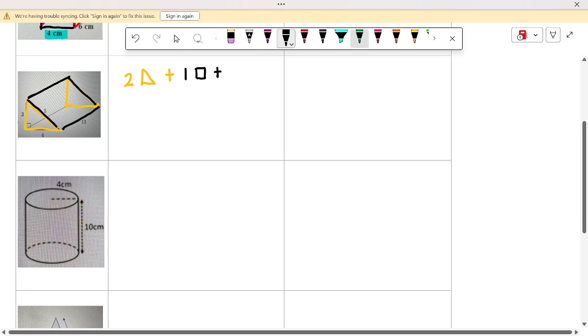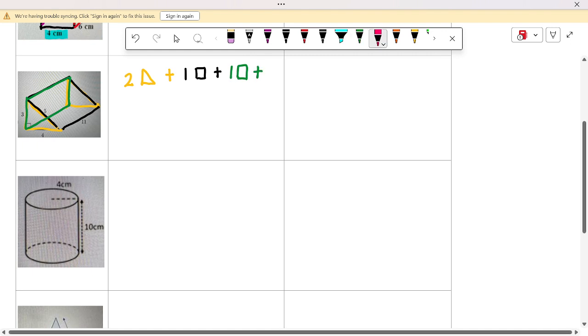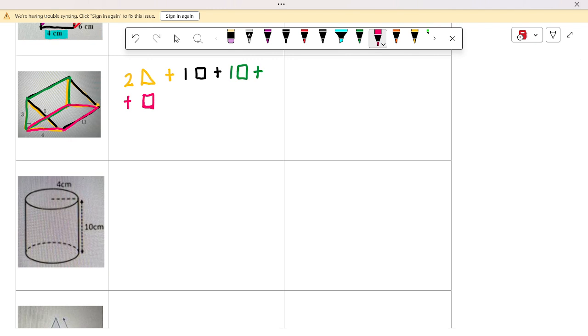Next, what else can we see? We can also see a rectangle side here. And also, we will see the bottom base here, which is another rectangle. Some prisms will be in the form of a right angle, some prisms will be in a trapezium, some prisms will be in a normal triangle. So it depends on which base you are going to see.